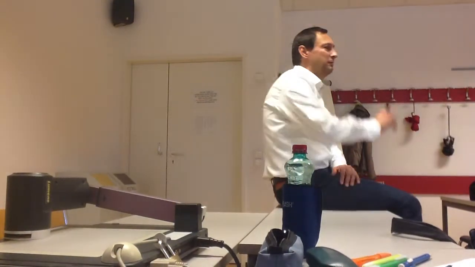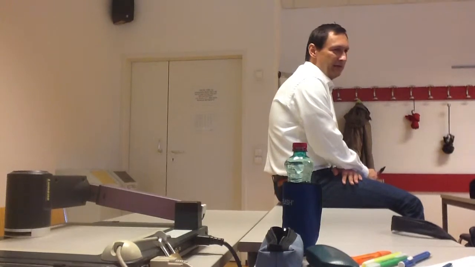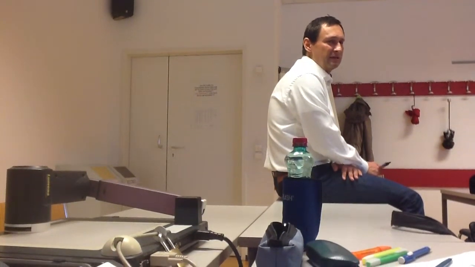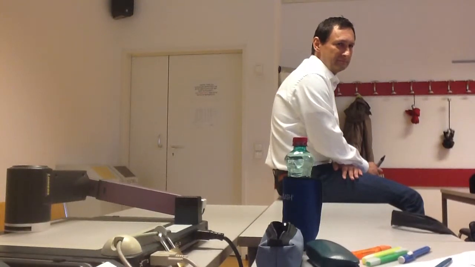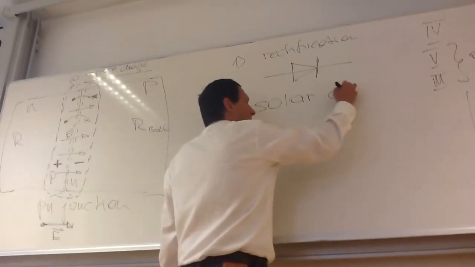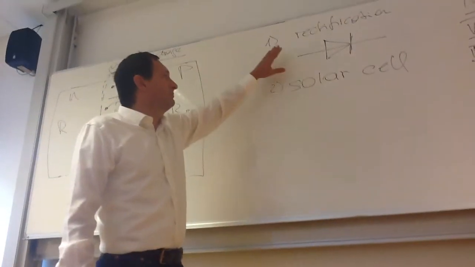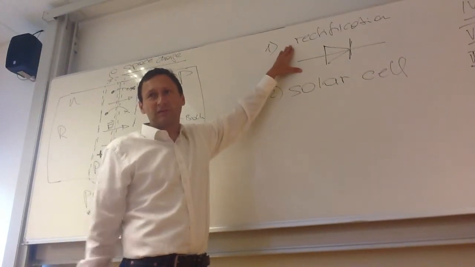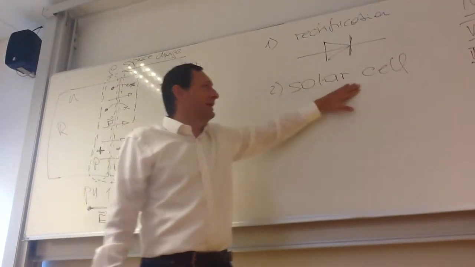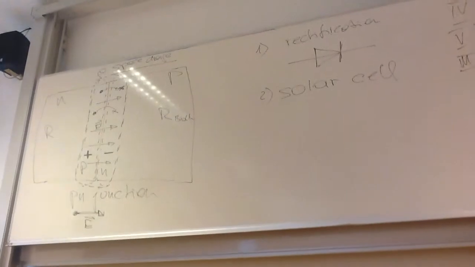Now we have spoken about the PN junction as a device for controlling current flow. But the PN junction can also work as a source of power, and that's what we call a solar cell. It's actually the same physics. You can use this PN junction as a diode for controlling the current flow, or you can use the PN junction as a solar cell. It's more or less the same physics behind these tools.